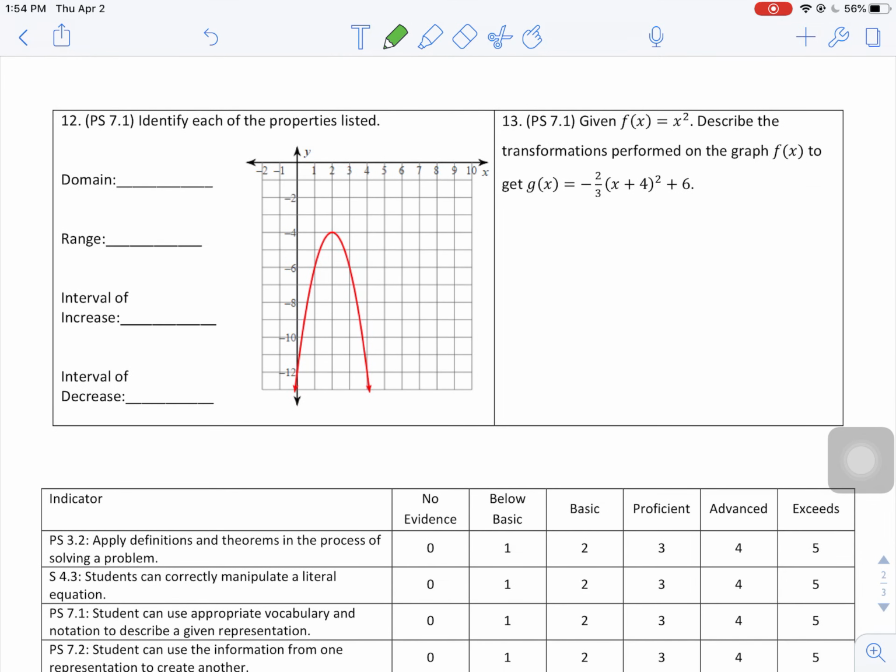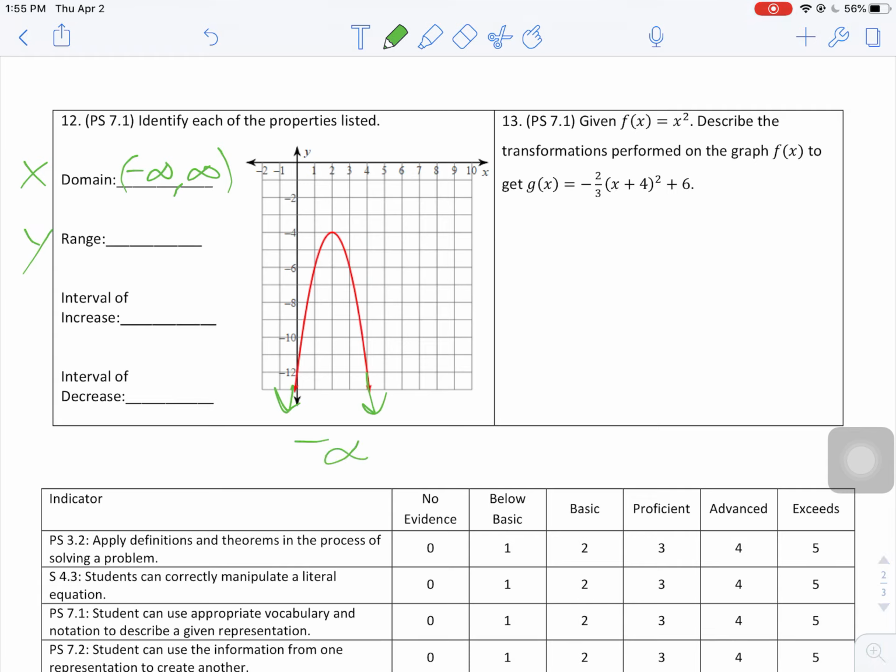On 12, domain is all your x values. So we had said that all of our parabolas, unless they're in the context of a word problem, all of our domains are always negative infinity to positive infinity. So all your x values are covered eventually because this parabola keeps getting wider and wider and wider as it goes down forever and ever and ever. And remember, domain is your x's. Range is your y values. It goes in alphabetical order. X comes before y in the alphabet. D comes before R in the alphabet.